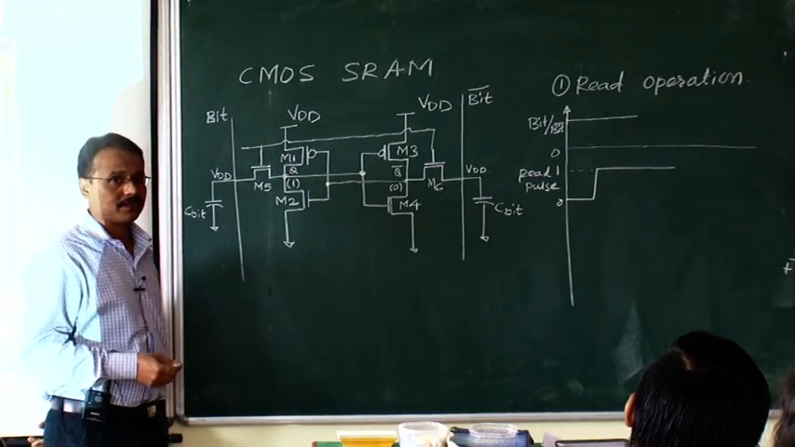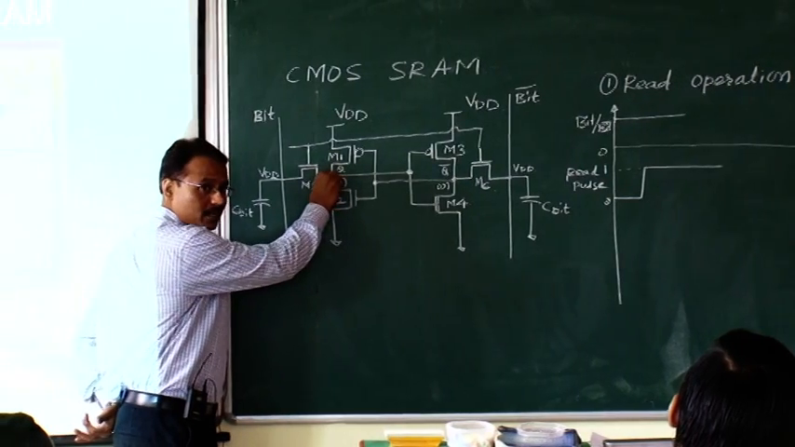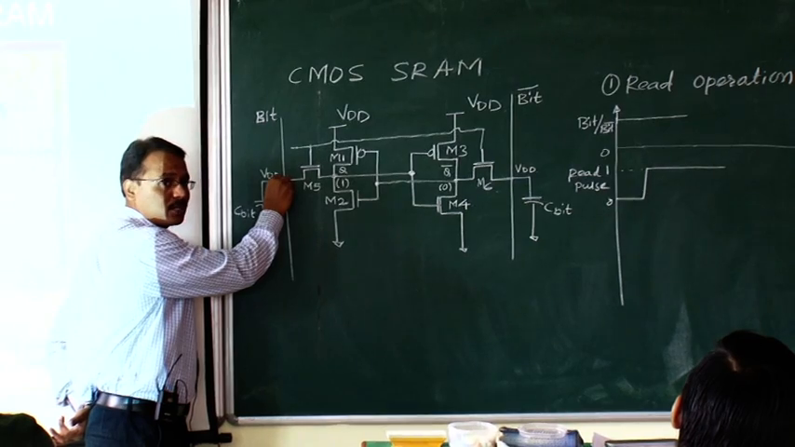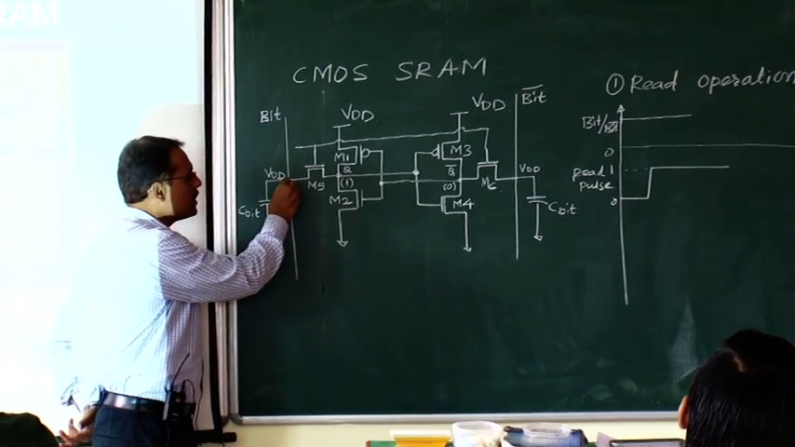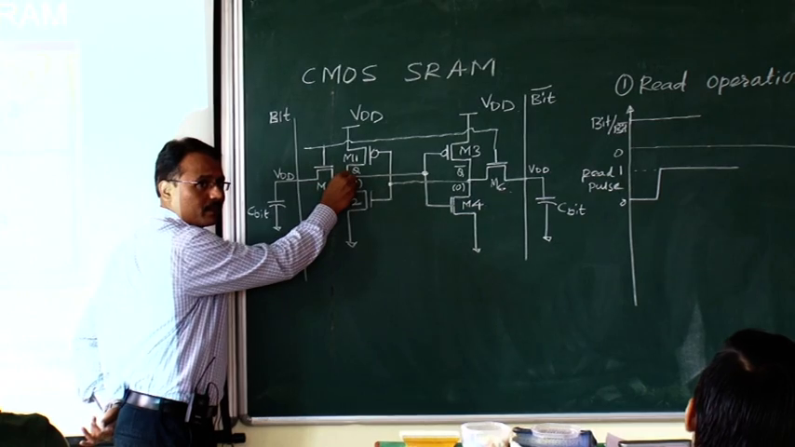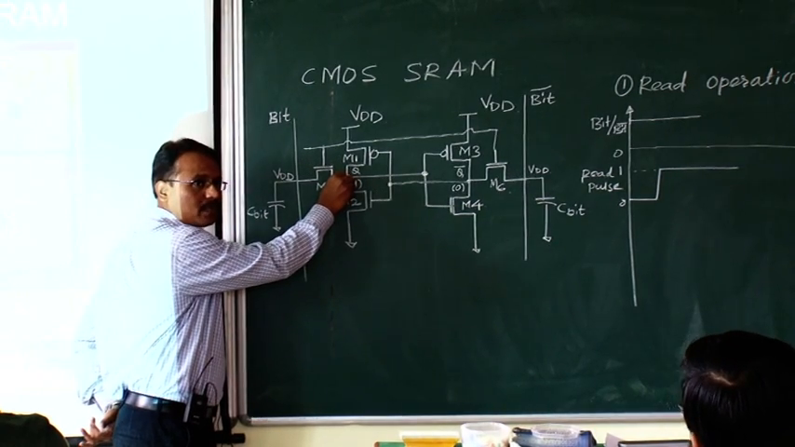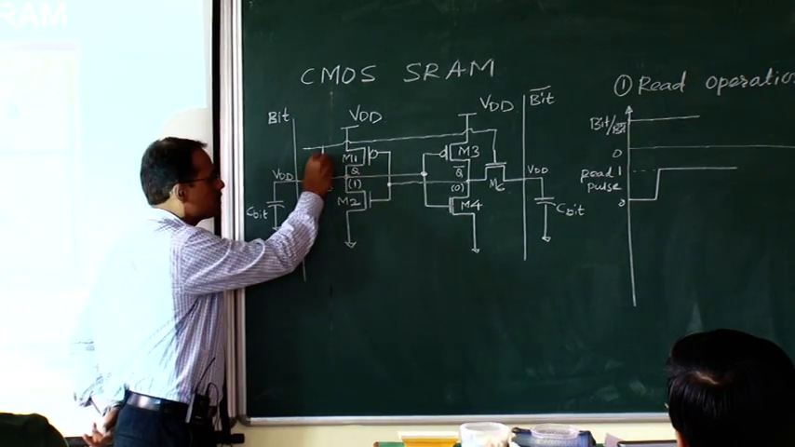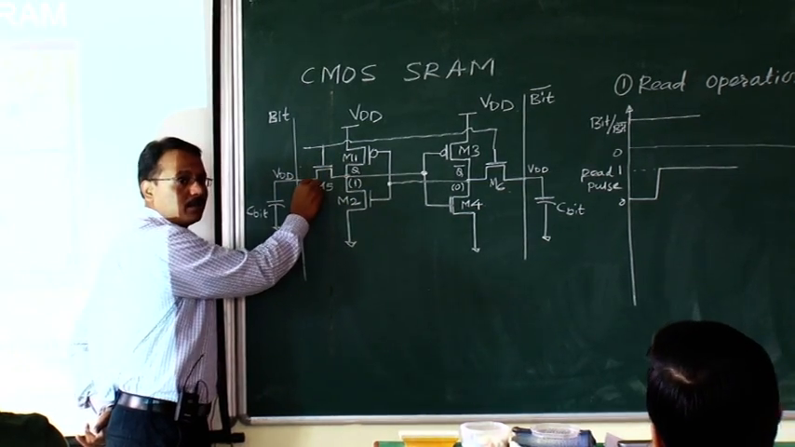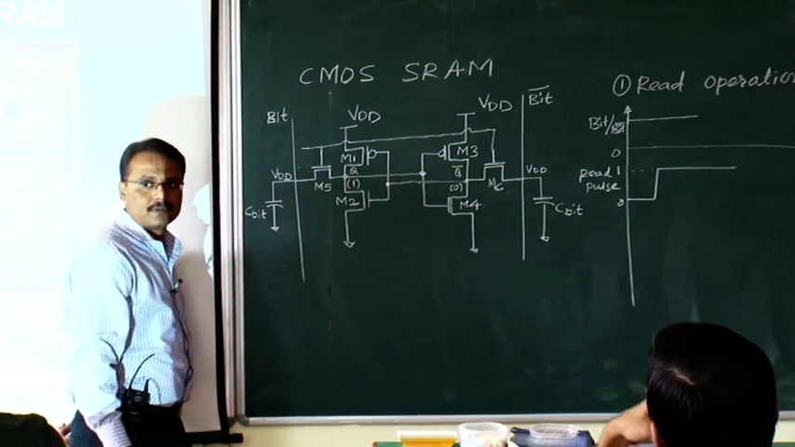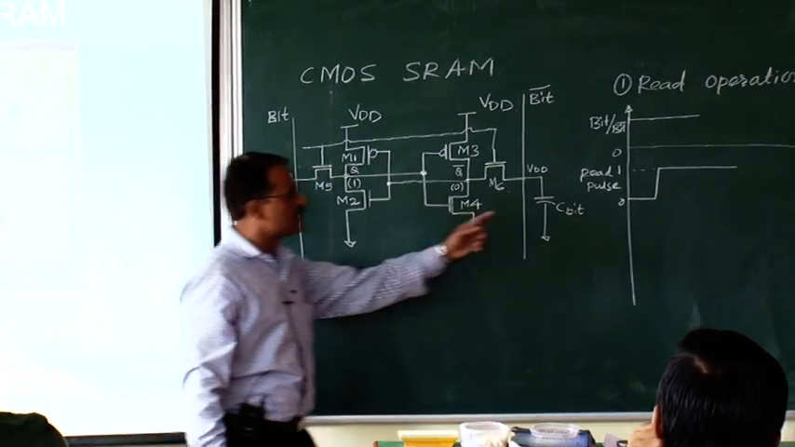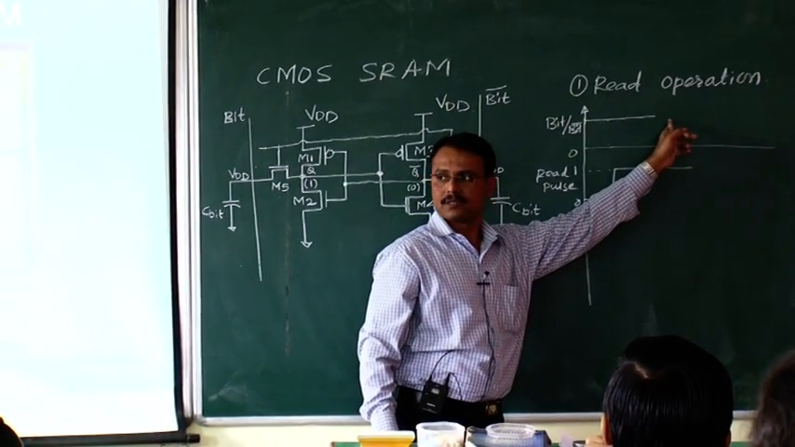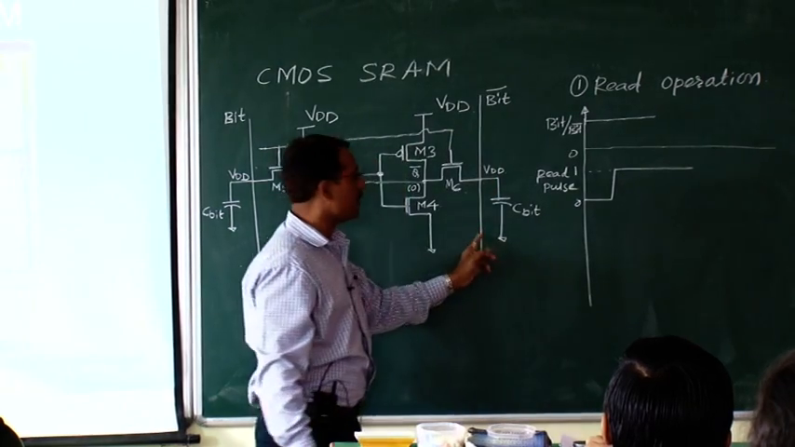Then next what happens? Because logic 1 is stored here, and here also this node is pre-charged to logic 1, that is VDD. So therefore will there be any current from this point to this point? No, because voltage at this point is also 1, voltage at this point is also logic 1, means VDD and VDD. So even though this transistor is on, there won't be any current. So therefore I can say that even if read pulse is applied, this bit line will remain at logic 1.